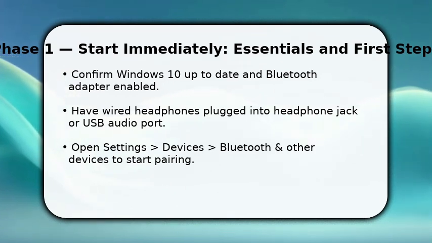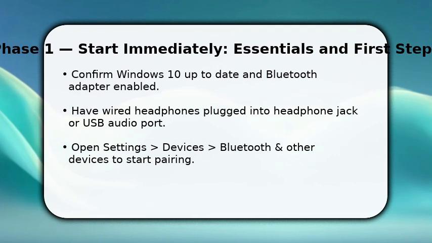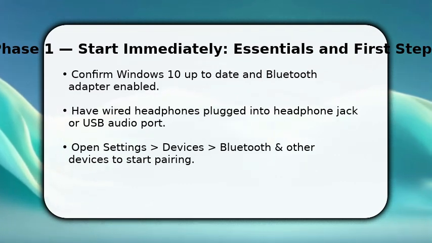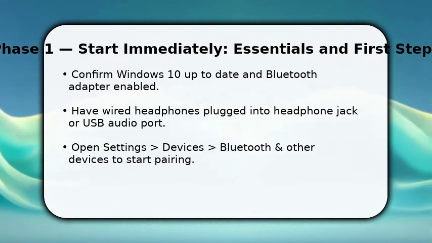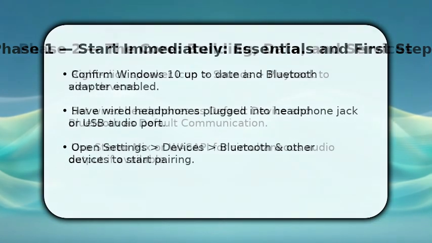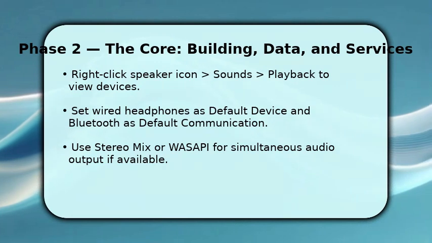Once you click Add Bluetooth or other device, pick Bluetooth and pair your wireless headphones. This starts dual device visibility, so Windows can show both output options in sound settings. Once paired, you need to configure playback.